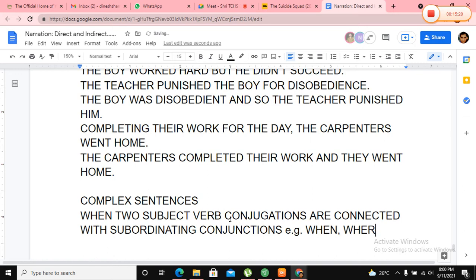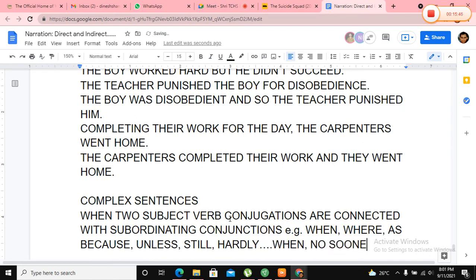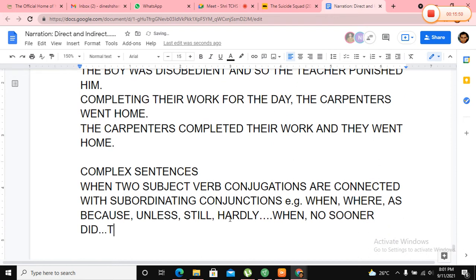When, where, as, because, unless, still, hardly when, no sooner did than, then, if, whether, etc. And etc. means there is a huge list of subordinating conjunctions.